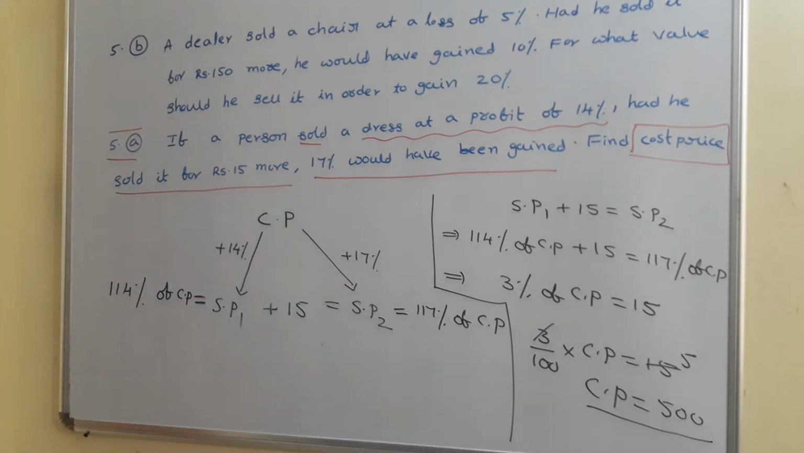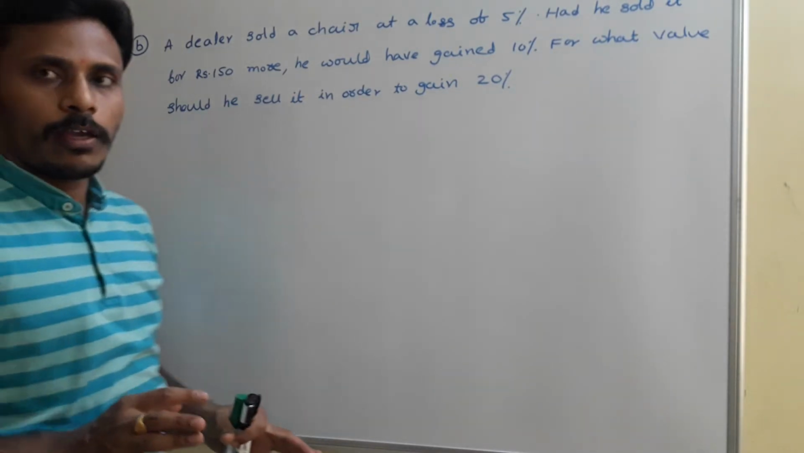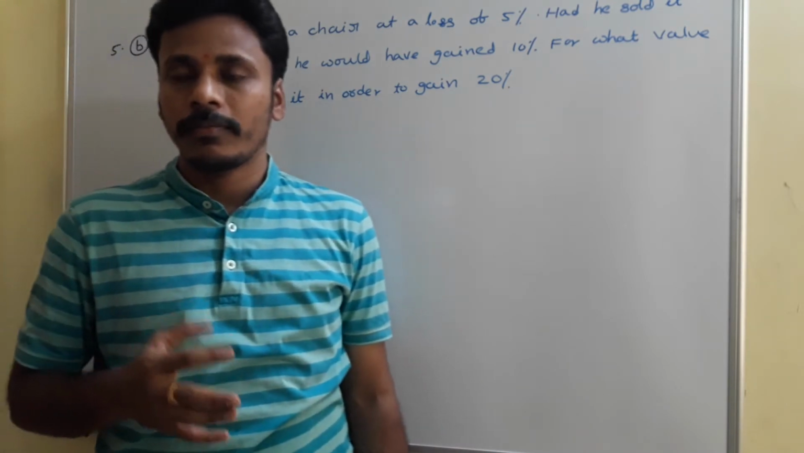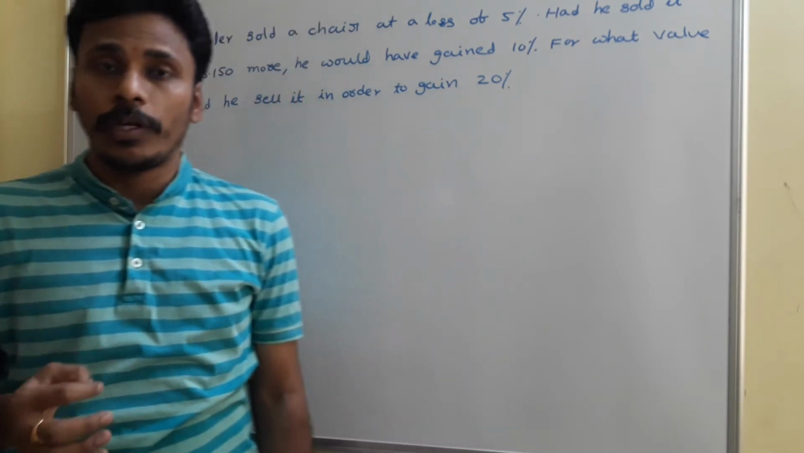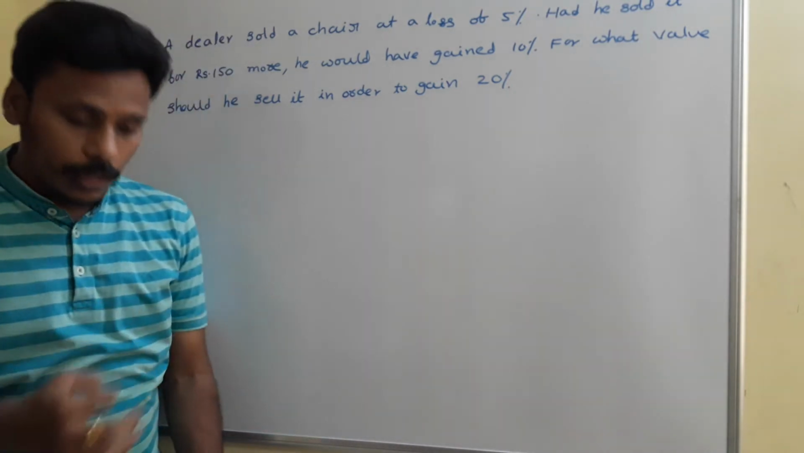Similar to this 5a, now there is a chance to solve 5b. You just go through this 5a and then try to solve 5b. See, every problem is of the same type, okay? It involves some cost price, selling price, profit and loss. We need to analyze the situation. We need to analyze the question. First of all, you just look at the question.